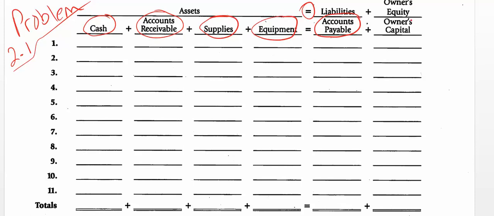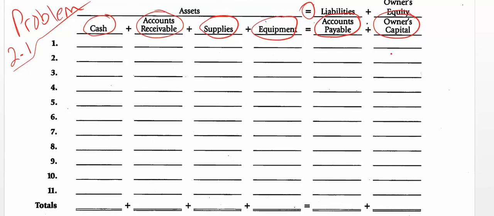Okay, and last is owner's equity. That's the money that the owner of the business has put into the company at the beginning, and then when we make money over a period of time, like a month, then we add the money that we make to owner's capital, owner's equity. Okay, so let's look at the first transaction.